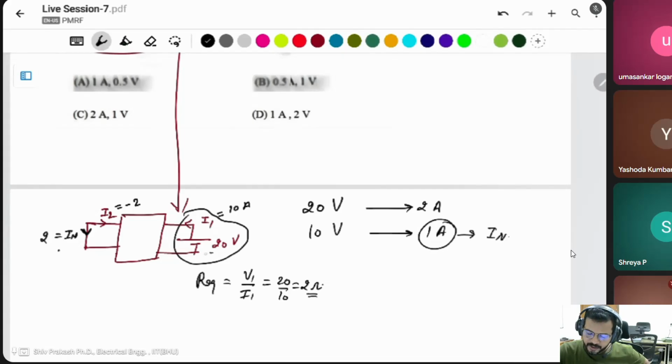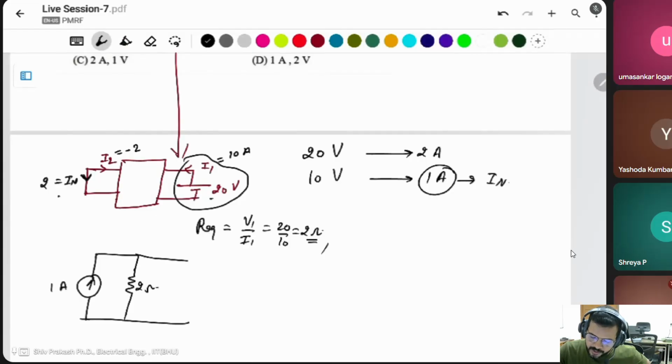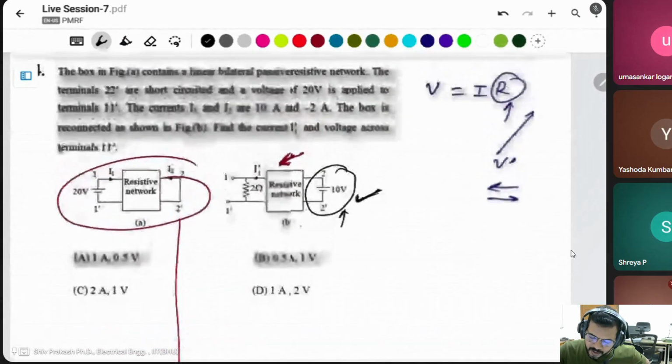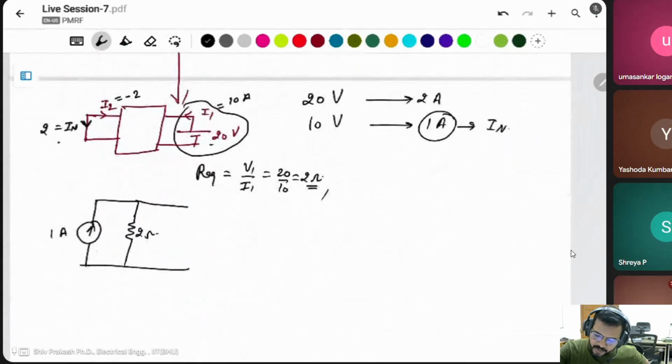The equivalent resistance on any side will be 2 ohm. Then you can write the Norton's equivalent: a current source in parallel with a Norton's resistor. This is 1 ampere, and the Norton's resistance is 2 ohm. Now you can connect this 2 ohm resistor.